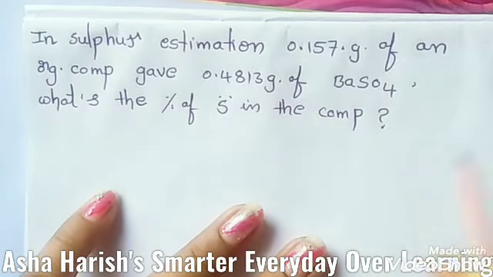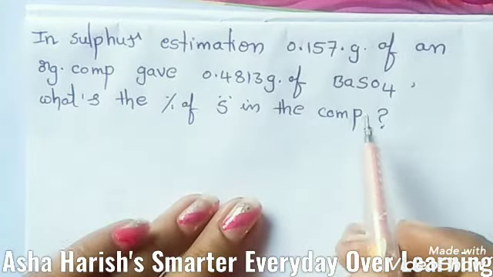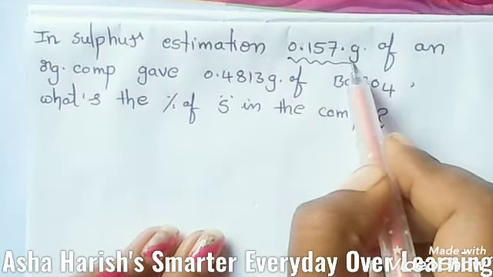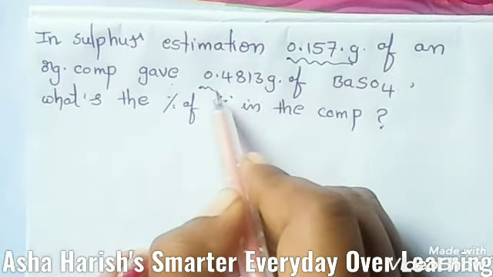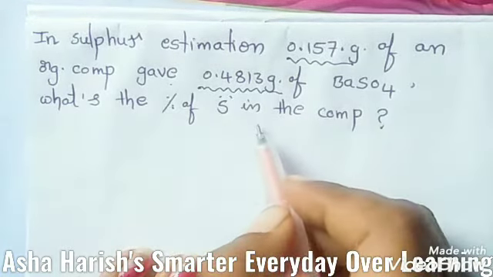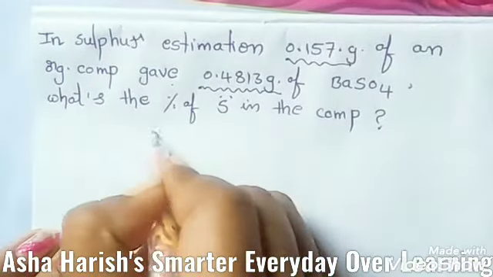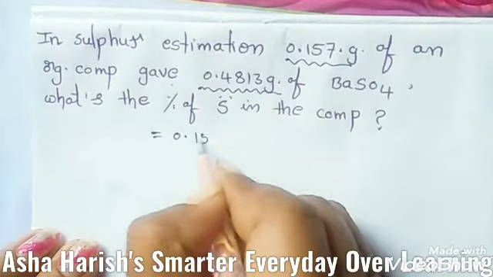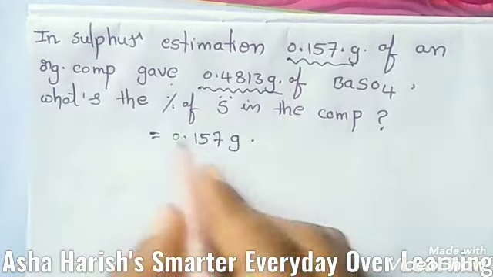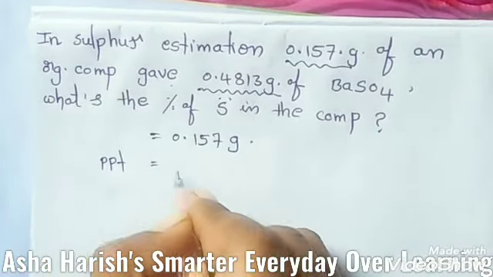Here is the question you are going to solve: the percentage of sulfur in an organic compound. In sulfur estimation, 0.157 grams of an organic compound gave 0.4813 grams of barium sulfate. What is the percentage of sulfur in the compound? Here the mass of the substance we taken is 0.157 grams, and the mass of barium sulfate precipitate formed is 0.4813 grams.